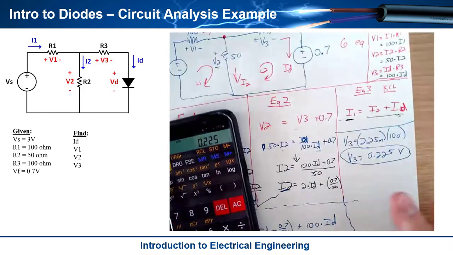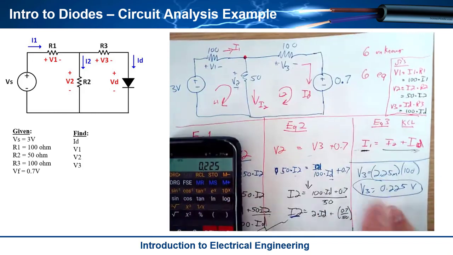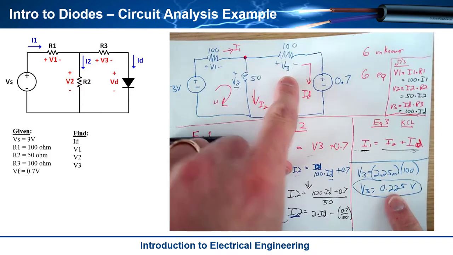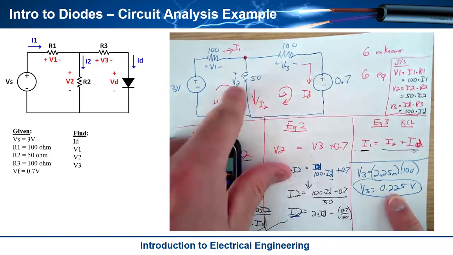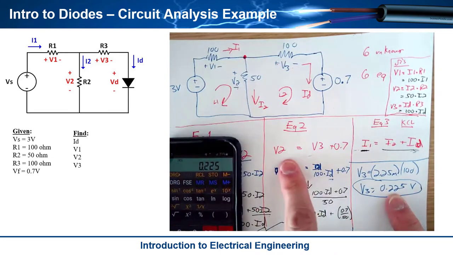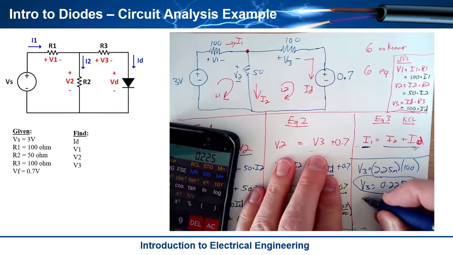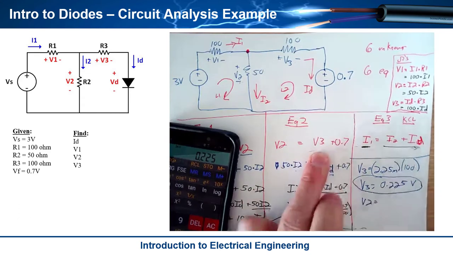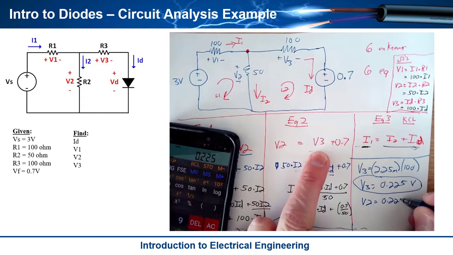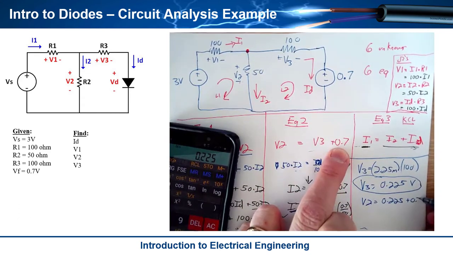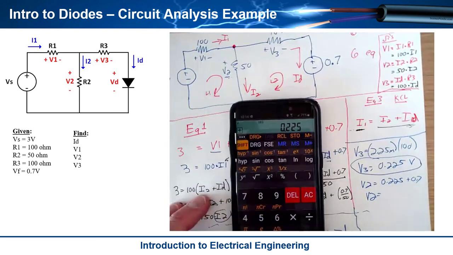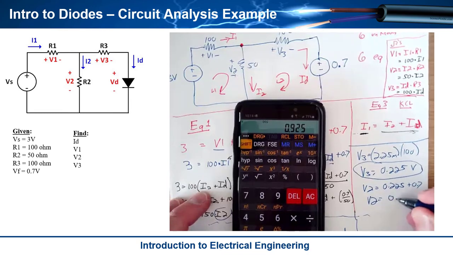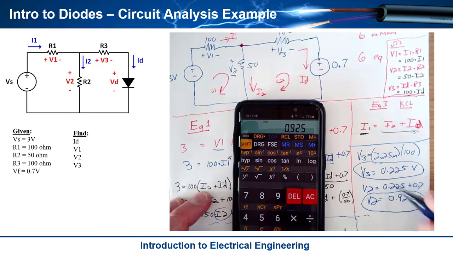I now have solved for my second variable. Holy buckets, check this out. If I know that V3 is 0.225 and this voltage is 0.7, I have KVL around this loop and I can find V2. So look at V2 right here. Well, V2 is equal to V3, which I just solved, 0.225 plus 0.7. I can say V2 is equal to 0.925 volts. I just have solved for my next one.